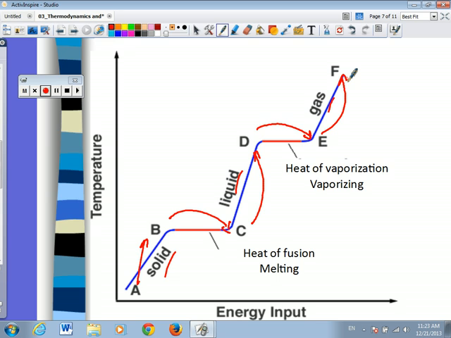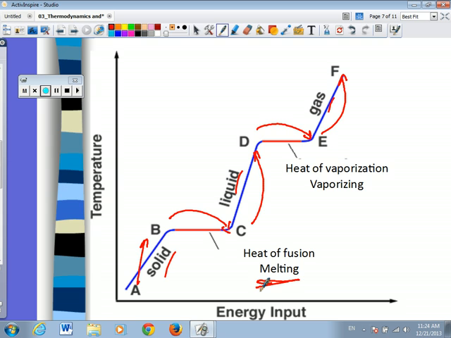Well, from A to B, what are we doing? We're still a solid, but we are increasing our temperature. From B to C, we're changing over from a solid to a liquid, right? But we're not changing temperature.